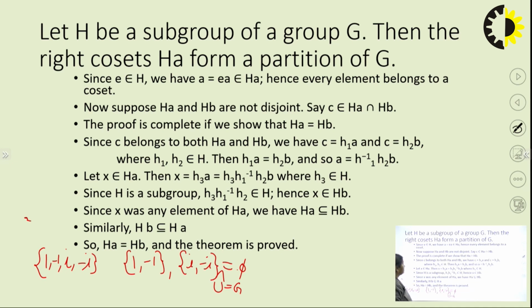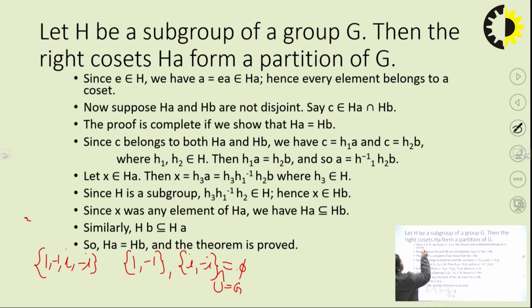So let us discuss this in general. Now, two things we need to prove: that these are disjoint, and second, every element is present in one of the right cosets. So we are talking about the cosets first.